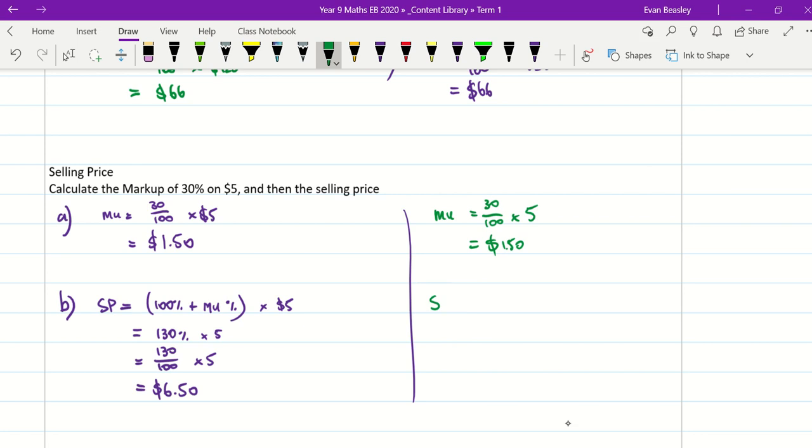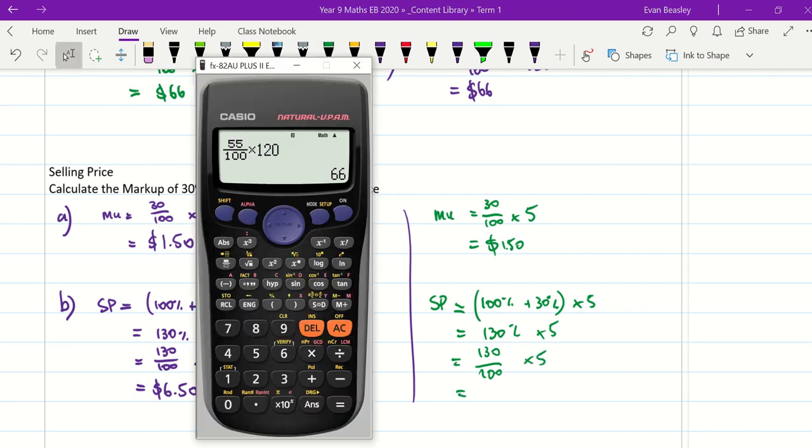Now to calculate the selling price, let's just remember that we're going to pay more than $5. We're going to pay actually 130% of $5. Now 100% of $5 is $5. But what we're really saying is 100% plus that markup percent, which was 30% multiplied by $5. So what we're really saying is 130% times $5.